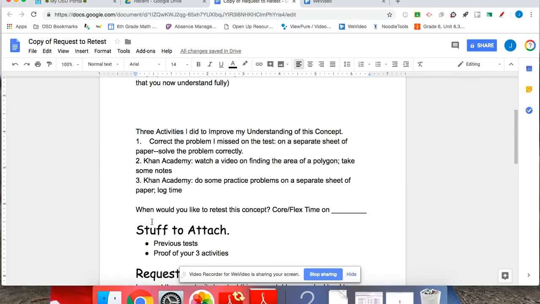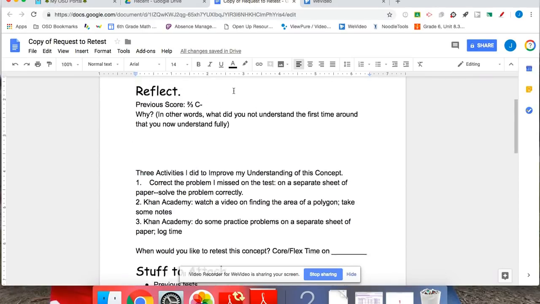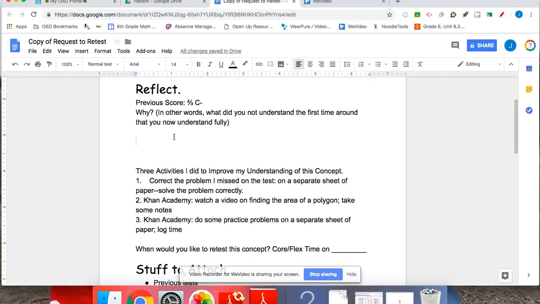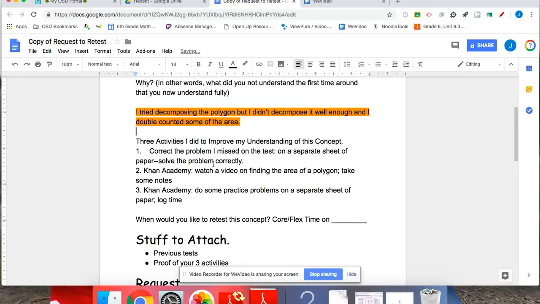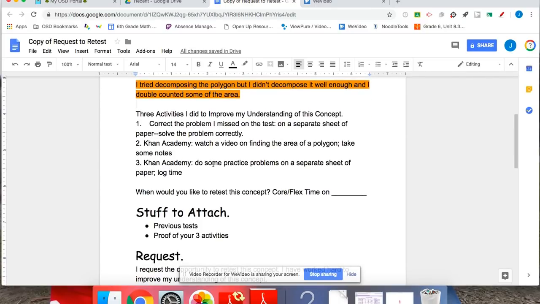Once they've done these three things, they would go back up here and say, I tried decomposing the polygon, but I didn't decompose it well enough, and I double counted some of the area. That's a pretty clear explanation. That's what a lot of students did. A lot of students tried to count and piece together, and that's not a strategy that we have done during our time here at Marshall. So they've done their practice, and in doing so, hopefully it's become more permanent what to do to solve that problem.